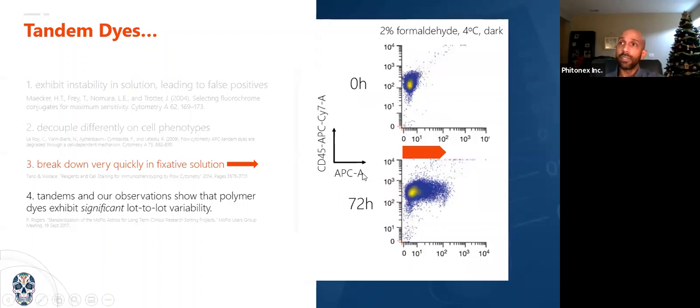Furthermore, tandem dyes do not like fixatives. So this was APC-Cy7 that was in 2% paraformaldehyde. When analyzed at 0 hours, we get the signal that we would expect: a strong APC-Cy7 signal and a negative APC signal. However, after 72 hours, as the APC-Cy7 degrades into the individual APC and Cy7 molecules, we start to get a strong false positive signal in the APC channel.